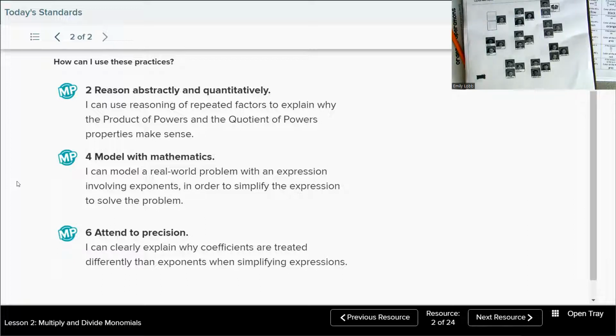You guys know what coefficients are? What are they, AJ? The base. You think it's the base? It's not the base. It's actually going to be a number in front of a variable. That's going to be our coefficient. Good guess, though. Fantastic job guessing.